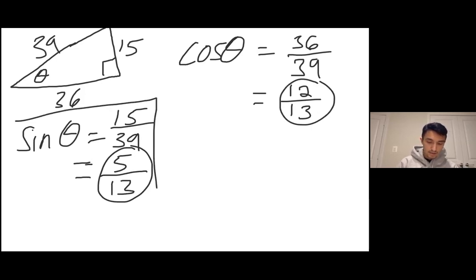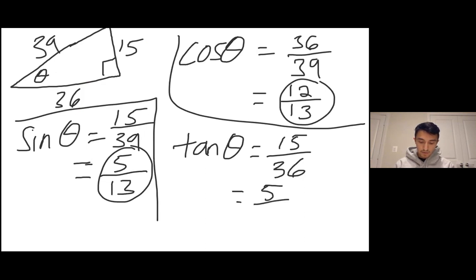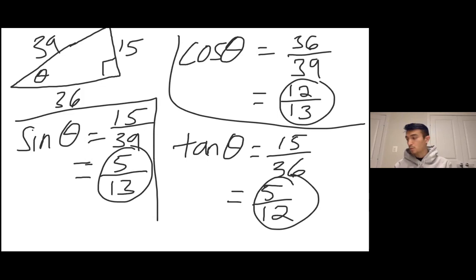And last but not least, tangent. We're not dealing with hypotenuse anymore, so we're going to do opposite. 15 over adjacent, 36. Okay, so 15 over 36. And that, can it be simplified? Yes, it can, of course, again, right? Because we already knew they were both divisible by 3. So this is going to be 5 over 12. Boom. Not bad, right?